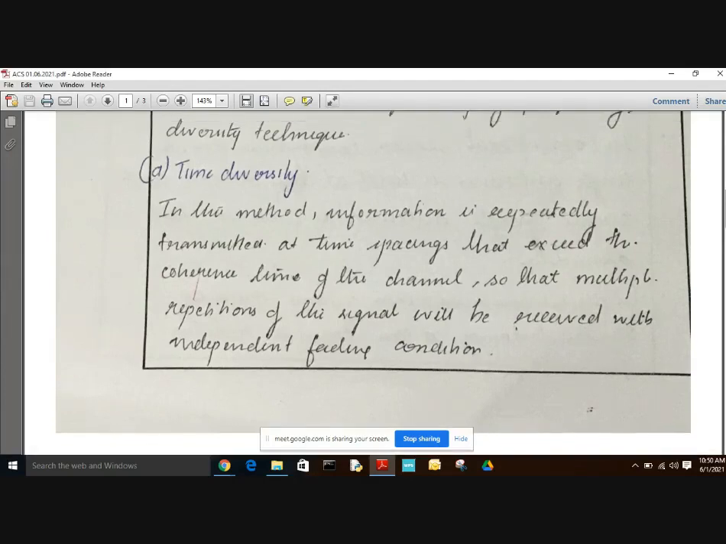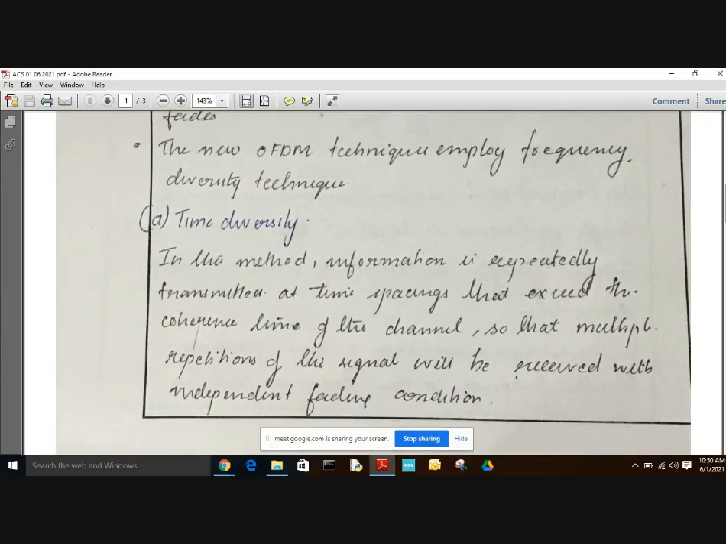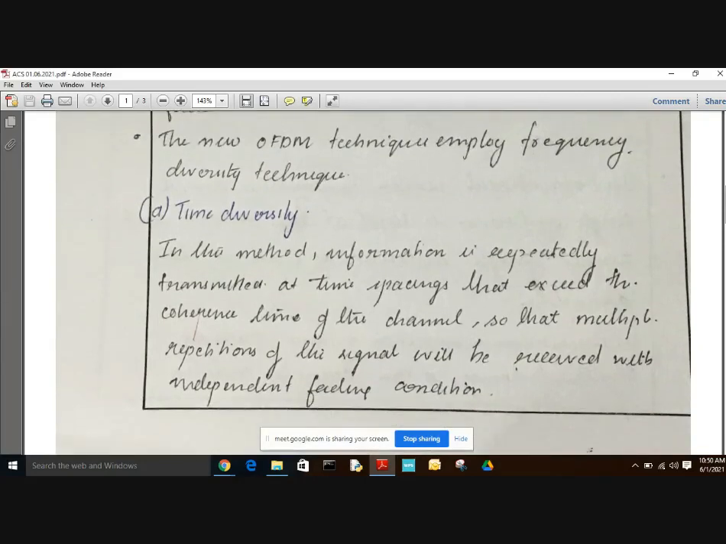So this is time diversity. In this method, information is repeatedly transmitted at a time spacing. One signal will undergo reflection, one will undergo diffraction, one will undergo scattering. The same signal we sent approaches the receiver at a different time interval, at a time spacing that exceeds the coherence time of the channel, so that multiple repetitions of the signal will be received with independent fading conditions.